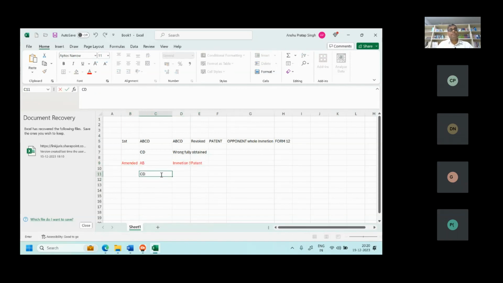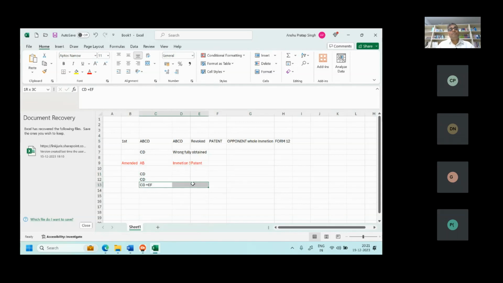What will happen to CD? Suppose you also wanted to go for patenting, and you applied for CD, or you can apply for CD plus EF. So there can be a chance that this is the only invention for you, or this is an invention along with someone. If this is the only invention, then the same thought will apply. You can get your name written here.